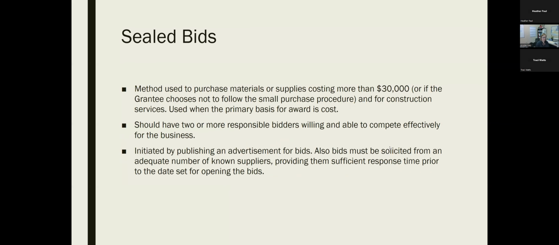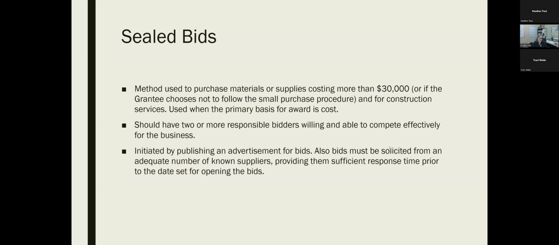So for most of y'all, the procurement method that will be used in this process will be the sealed bids. This is anything more than $30,000 if you choose not to follow the small purchase procedure, and for construction services. This is used primarily on the basis of cost. You should have at least 2 or more responsible bidders willing and able to compete effectively for the business. Unfortunately, things right now have led to 1 or no bidders submitting to many of our projects. Hopefully, that will not be the case for these. But if you do have only 1 bidder, please contact me and we will figure that out.